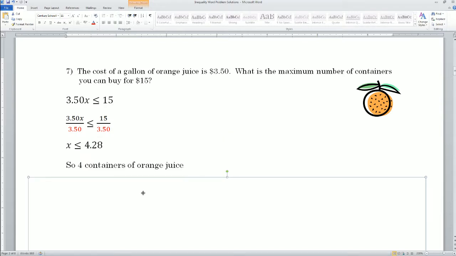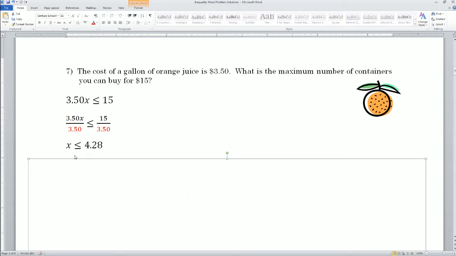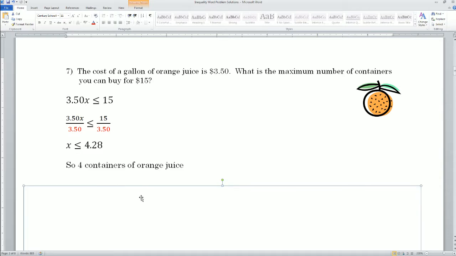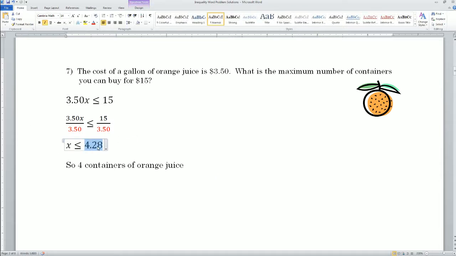Divide by 3.5, you should get x is less than or equal to 4.28. Makes no sense, you can't really have 0.28 containers. Containers are a discrete value, so roughly 4 containers of orange juice. Remember, you can't say 5 because the most you can buy is 4.28, and you can't buy 0.28 containers, so you round down. So that's why it is 4 containers of orange juice. Alright, let's do the next one.